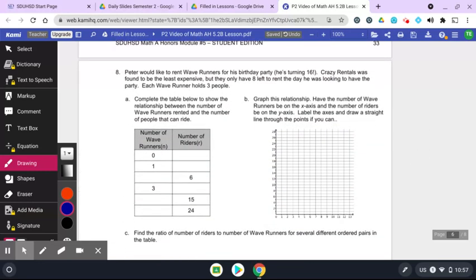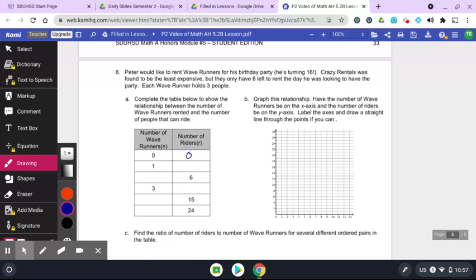Peter would like to rent Wave Runners for his birthday party he's planning. He's turning 16. Crazy Rentals was found to be the least expensive, but they only have 8 left to rent the day he was looking to have the party. Each Wave Runner holds 3 people. Okay, so I know if I don't have a Wave Runner, I can't put any people on it. I'm not trying to drown my party people.